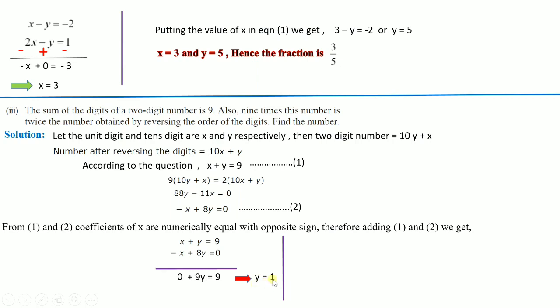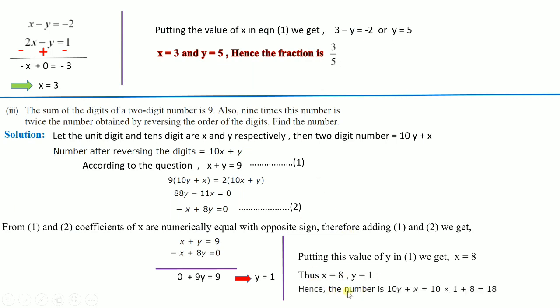So the value of y we got is 1. Now we will go for the value of x. Putting this value of y in equation 1, we get x plus 1 is equal to 9, so 9 minus 1 is 8, the value of x is equal to 8. Now the original number, x is equal to 8, y is equal to 1. So the original number, that is 10y plus x, we put the value of y as 1, so 10 into 1 plus the value of x, 8. So 10 plus 8 is 18. This is the original number.